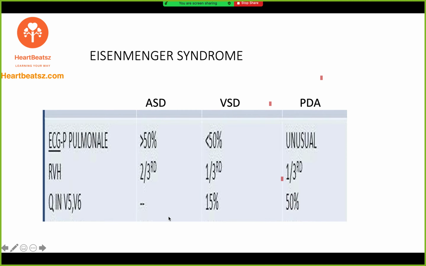If you will recall, what are the conditions in which we can expect Q wave in V5 and V6? Can anyone recall that? So Q waves we expect in V5 and V6, especially in volume overload. So what are the conditions in which we can expect volume overload? In the PDA and occasionally, of course, in the VSD as well, of which we already gave you some examples.